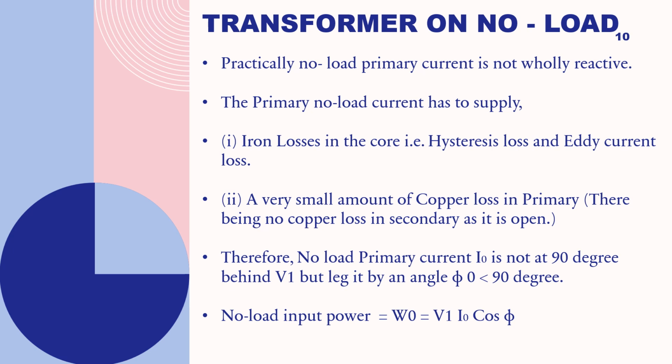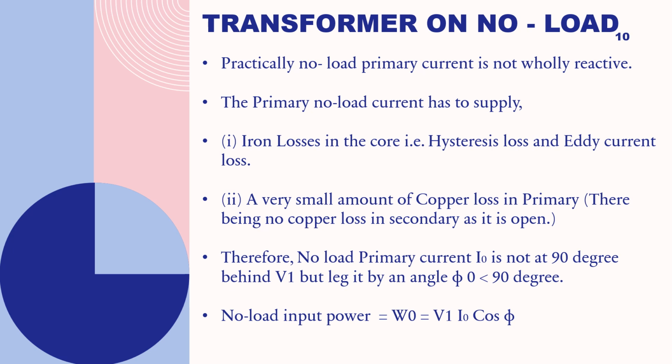Now, suppose we see the transformer on load. When the transformer is on no load, practically, the no load primary current is not wholly reactive. The primary no load current has to supply iron loss in the core, that is hysteresis loss and eddy current loss, and a very small amount of copper loss in the primary, there being no copper loss in the secondary as it is open. Therefore, the no load primary current I0 is not at 90 degrees behind V1 but lags by an angle phi 0 less than 90 degrees.